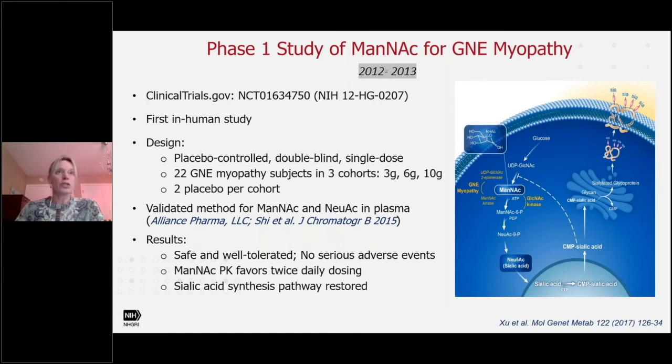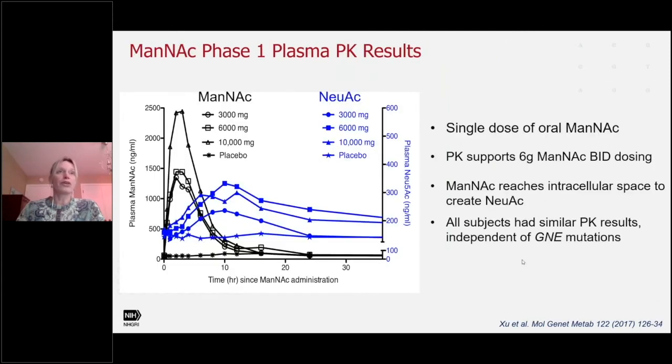So the trial showed that ManNAc was safe and well tolerated in a single dose. No serious adverse events after a single dose. Importantly, we saw if we gave a single dose of ManNAc, free sialic acid was produced. We could identify free sialic acid in plasma, which is shown here. I'm sure you have seen these graphs before, and it's better explained in this publication.